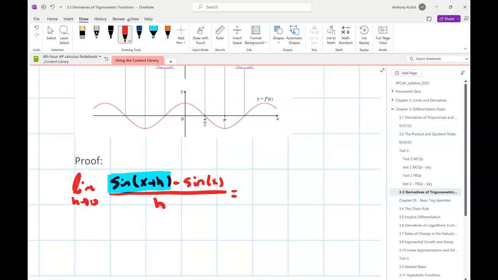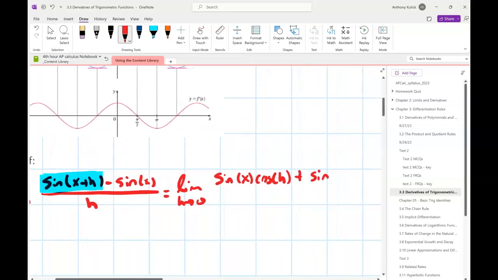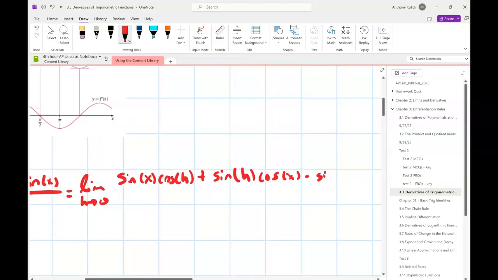There is an identity. The angle sum identity for sine. Anybody remember? It's okay. It was a long time ago. It is sine alpha times cosine beta plus cosine alpha times sine beta. So sine x times cosine h plus sine h times cosine x, minus sine x.